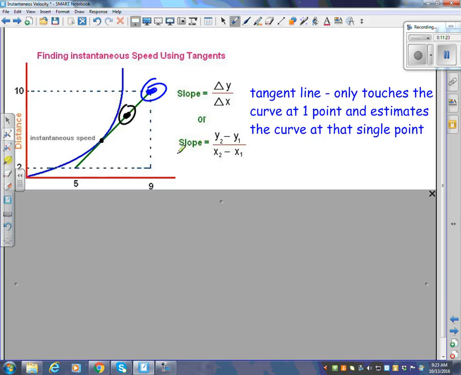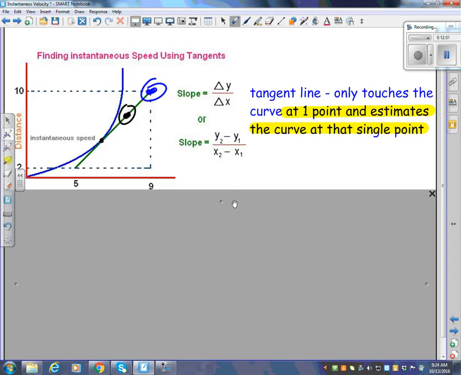Okay, what do you guys need to write down? So you've got your little graph there. Underneath it, it says the tangent line only touches the curve, so you need to go ahead and write that. The tangent line only touches the curve at one point and estimates the curve at that single point. Both of those have to be true. It has to just touch it, just kind of come up and kiss it. And it has to approximate or estimate the slope of the line at that single point.